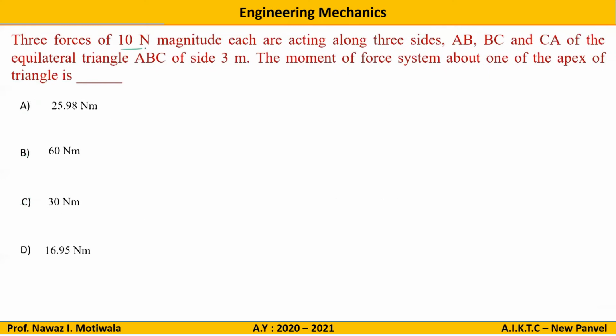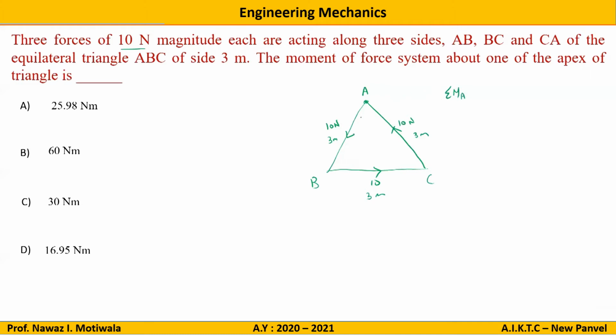Next question: three forces of 10 Newton magnitude each are acting along the three sides AB, BC and CA of an equilateral triangle ABC of 3 meter side. So there is an equilateral triangle ABC, and the forces acting are along AB 10 Newton, along BC 10 Newton and along CA 10 Newton. The sides are 3 meter, 3 meter and 3 meter. We want the moment of the forces about the apex of the triangle, so I will write the summation of moments about it.